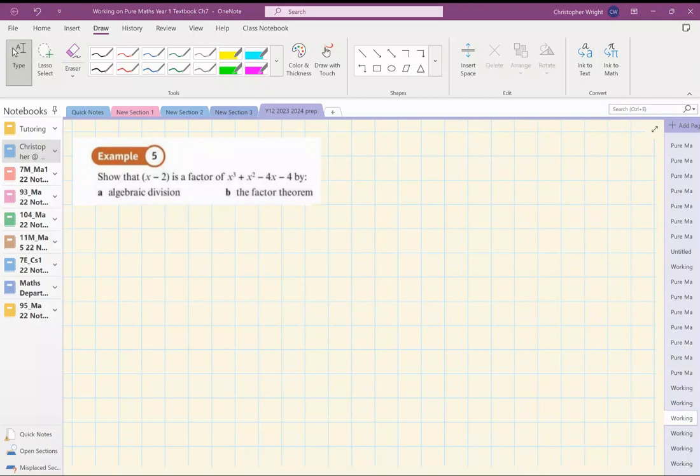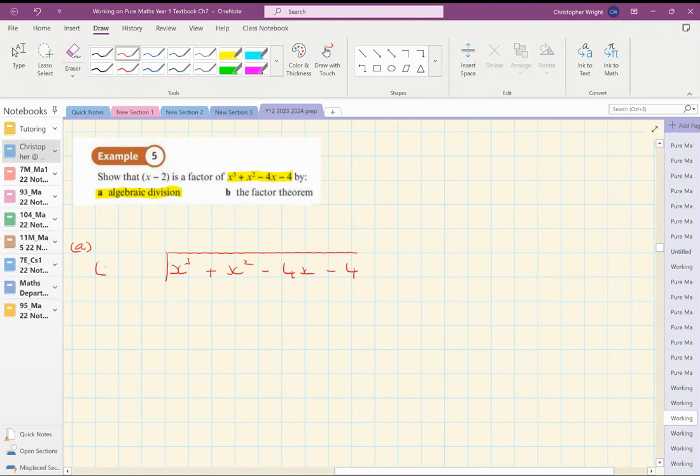Example 5: show that x minus 2 is a factor of this polynomial, firstly by algebraic division. Okay, so what I'm going to do in this case is divide x cubed plus x squared minus 4x minus 4 by x minus 2, and I'm going to check that there is no remainder. If there's no remainder, then clearly x minus 2 is a factor of that polynomial.